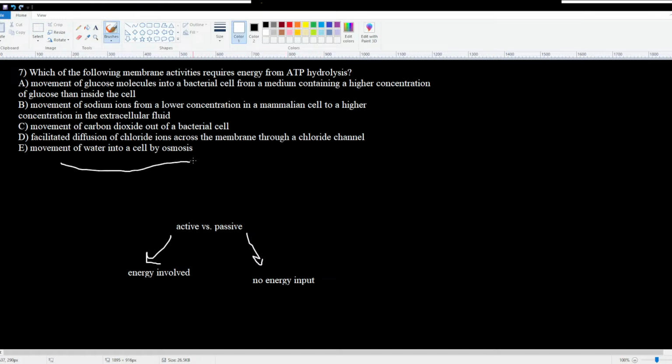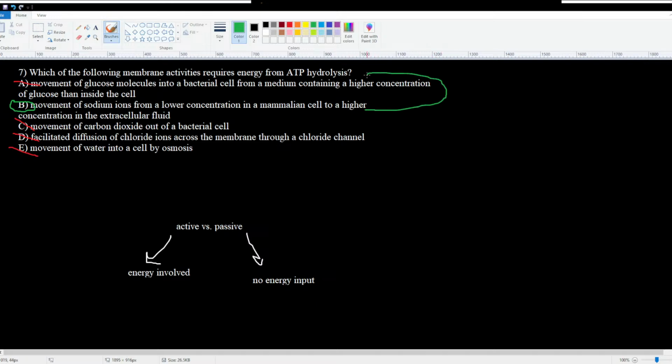So movement of water into a cell by osmosis, that's going to be passive, right? Facilitated diffusion, that's passive. Movement of carbon dioxide outside of a cell, just like movement of water, that's going to be passive, simple diffusion. And movement of glucose from higher to lower, that's passive. Leaving only movement of sodium ions from a lower concentration in a mammalian cell to a higher concentration.